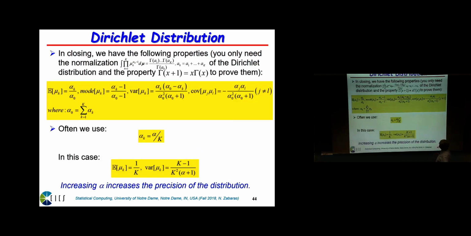Again, you don't have to memorize anything. When you need things, you search Dirichlet distribution Wikipedia, and immediately it jumps out. It gives you the expectation, the mode, the variance, the covariance between mu j and mu l. It gives you other practical simplifications depending on how you define these coefficients, all right? Et cetera, et cetera.